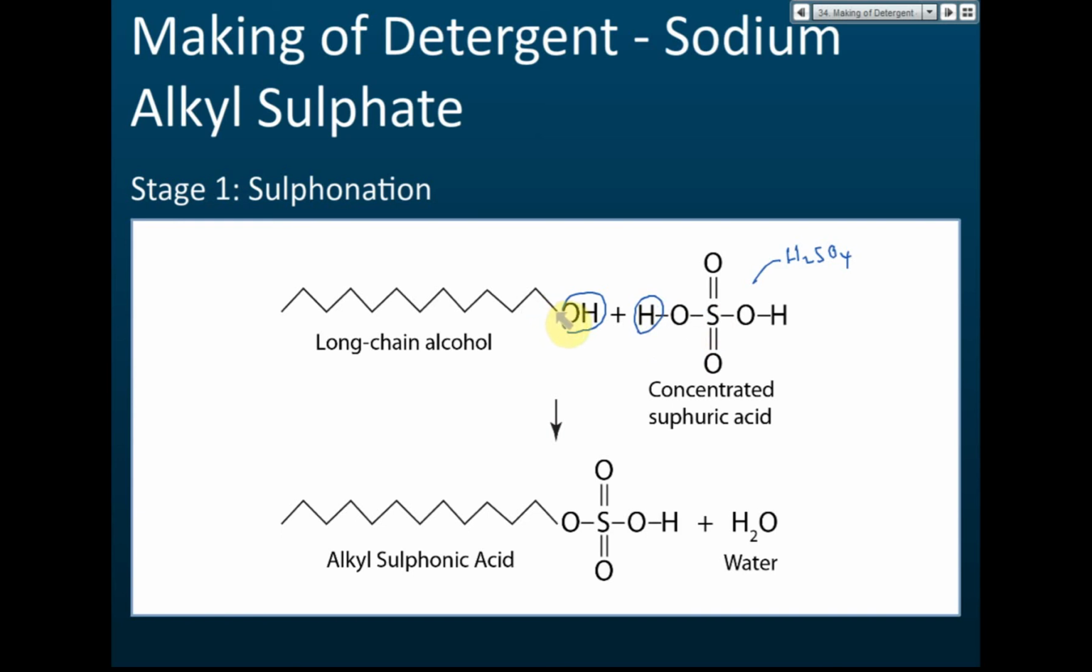This is condensation. Hydrolysis is the opposite. You add water to this structure and make them separate. That's hydrolysis. So hydrolysis is the opposite of condensation. This is the condensation reaction.